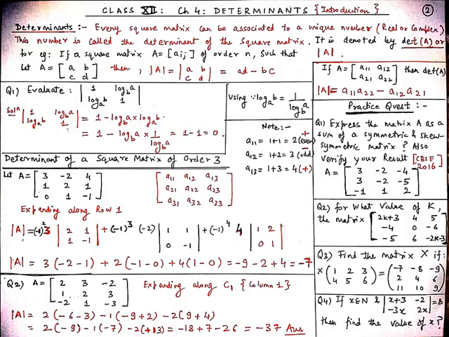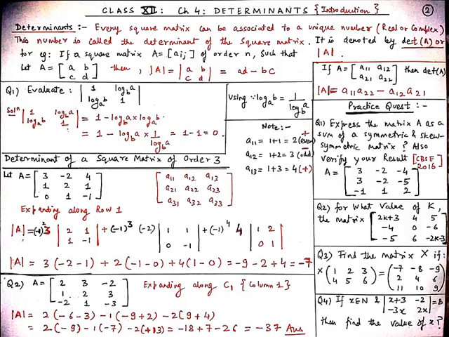Let's say a square matrix A equal to A11, A12, A21, A22. Then its determinant is the difference of the multiplication of A11 with A22 and A12 with A21 element. So determinant of A is A11 A22 minus A12 A21. In this way, we will find the determinant of a 2 by 2 order square matrix.